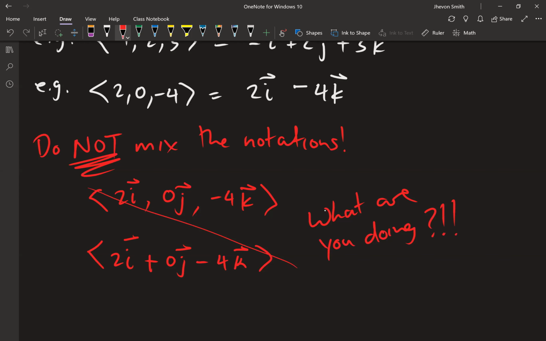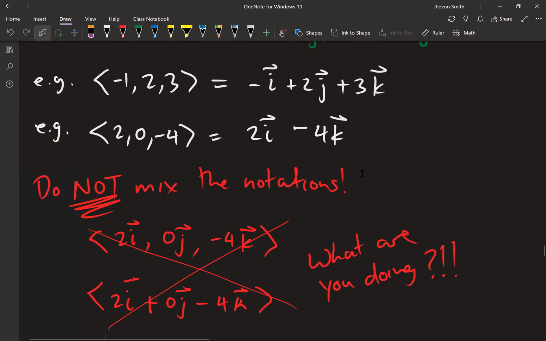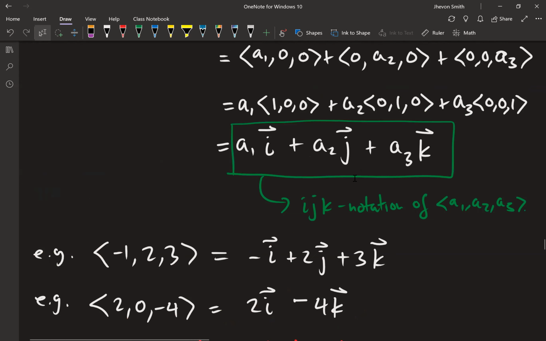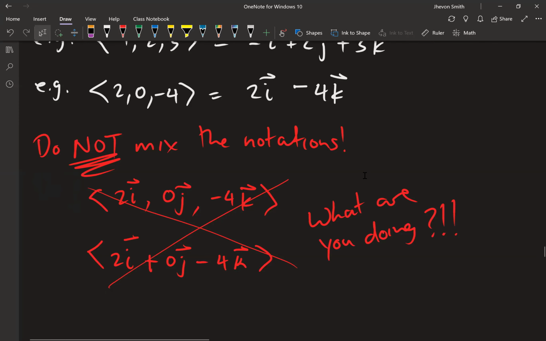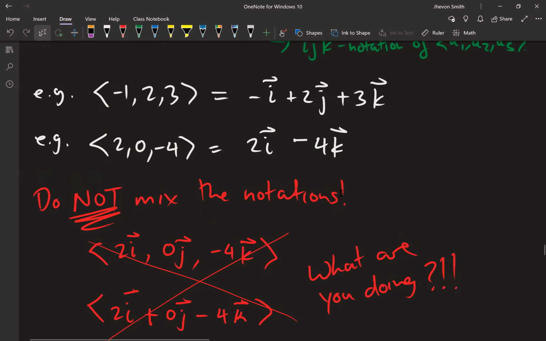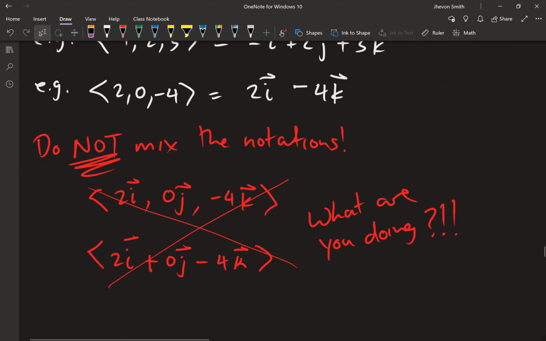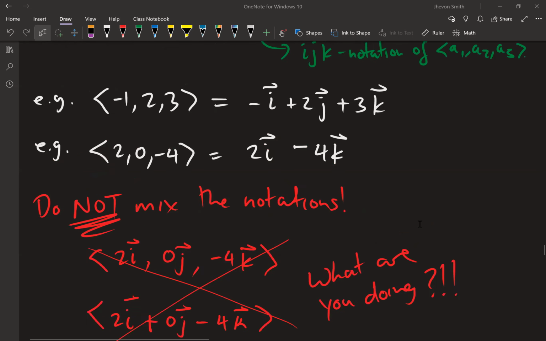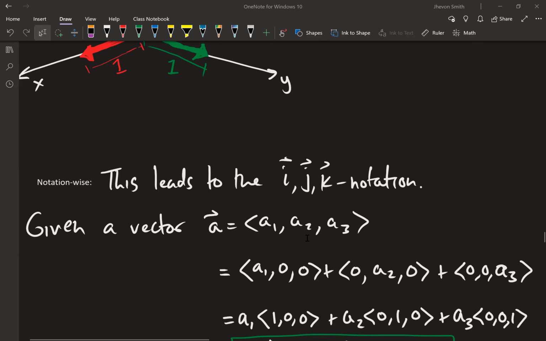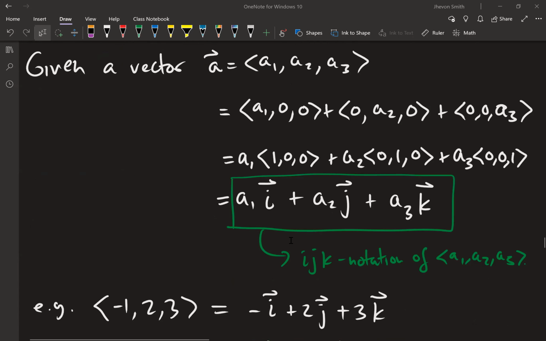Right, so you wouldn't mix the notations. Either you put the angled brackets or you put the ijk. You do not do both, okay? Because that might lead to tensors and all sorts of other mathematical objects, which we don't want to study. Anyway, that's how you'd represent vectors in ijk notation. So one thing you should be able to do is recognize a vector and what that vector means, what direction it's pointing in, whether it's written in component notation or ijk notation. You should be able to recognize these guys.